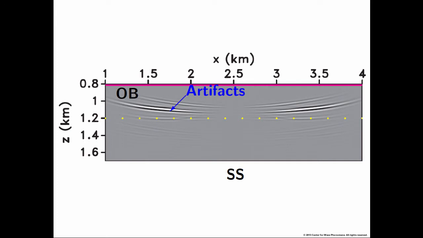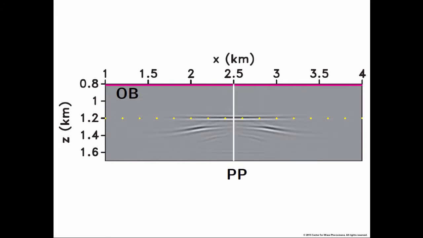And this is the SS image. In the SS image, the artifacts are even stronger than the true event. So this requires us to find a way to remove those artifacts before stacking those images over shots. So let's go back to the PP image.